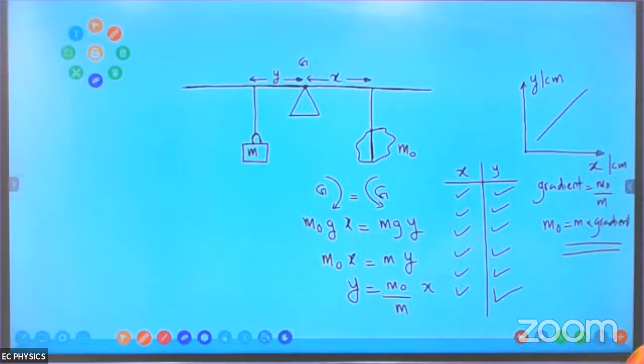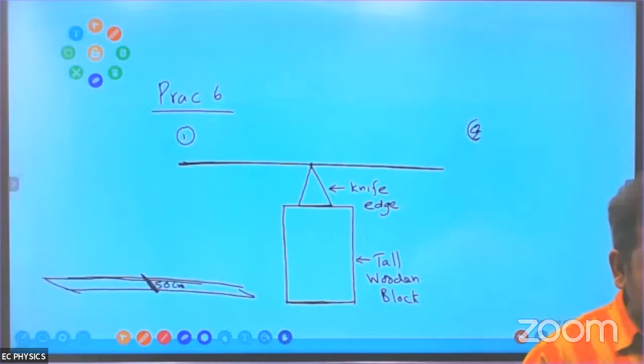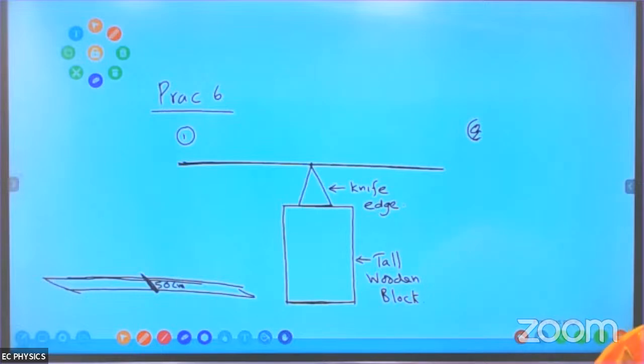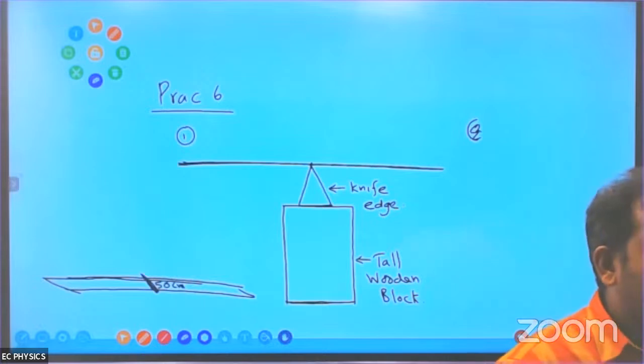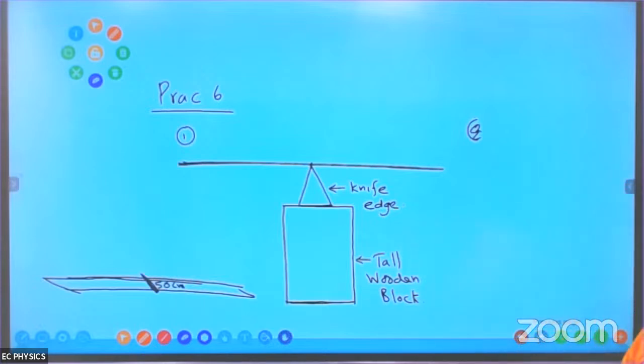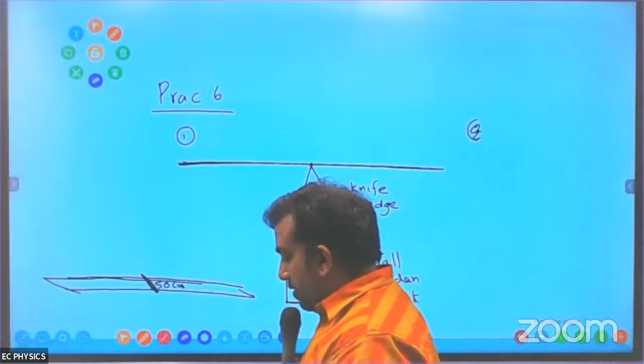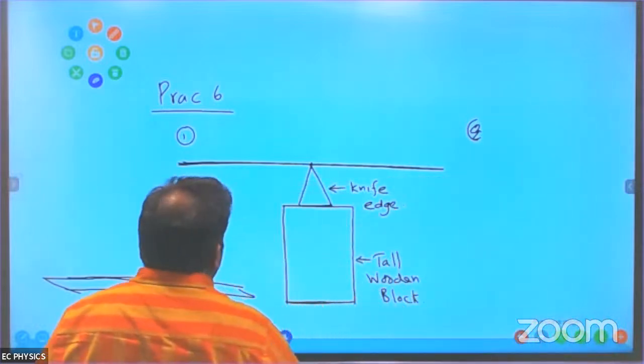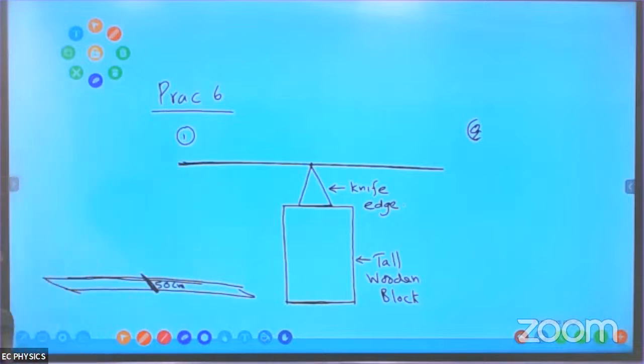Apparatus needed. Meter ruler, knife edge, wooden block. Known weight, unknown mass, piece of string.